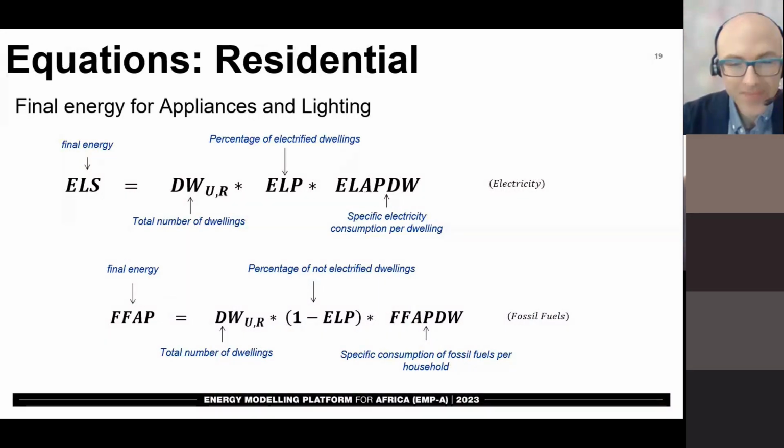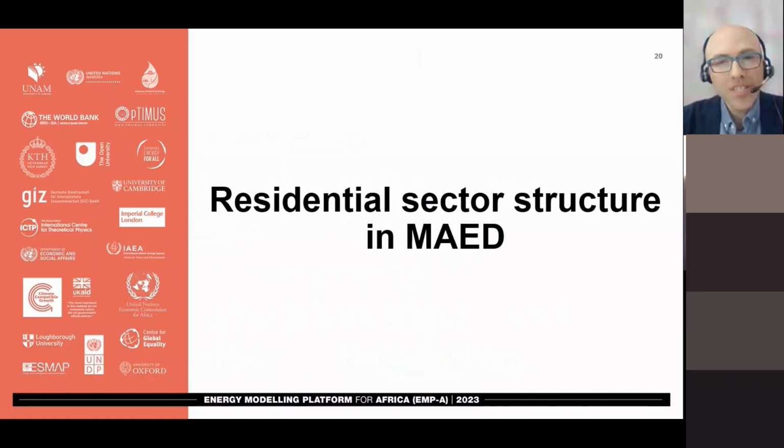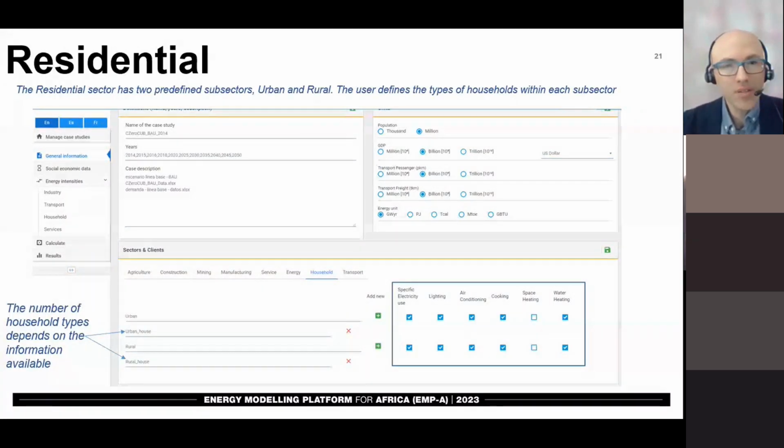Okay, we will move now to the structure of the residential sector in MAED. To define the structure, this is defined on the first sheet where there is the general information of the case study. As we see here, there are two predefined subsectors, which are urban and rural households. But the user can define other types of households within each subsector, and this will depend on the information that is available.